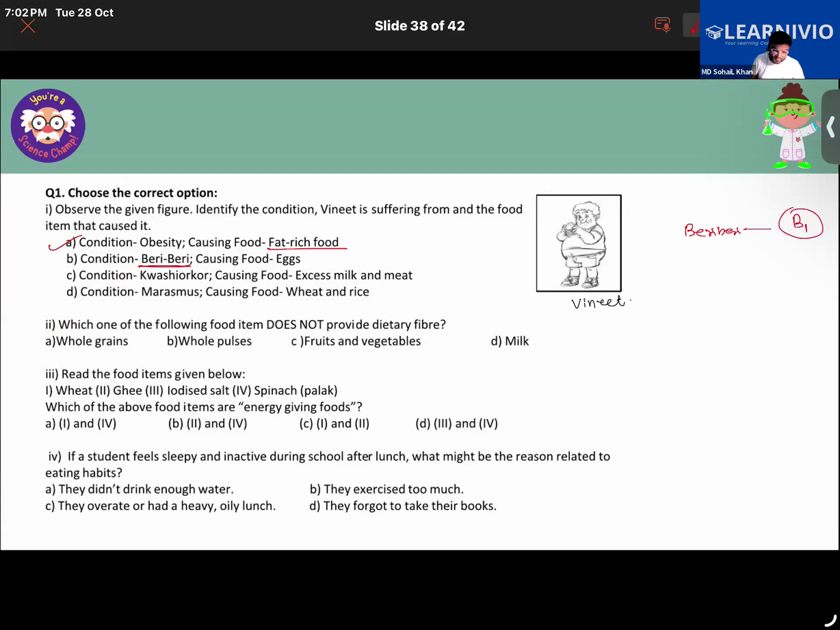Okay, good. And what about kwashiorkor? Kwashiorkor is caused due to, remember?